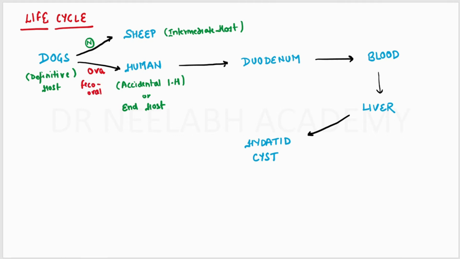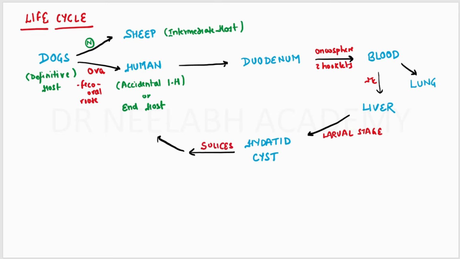So the ova enter from dogs via the fecal-oral route into humans. In the duodenum, the oncosphere with hooklets is released into the blood. From the blood, it may also reach the lungs, but most commonly it enters the liver. In the liver, the larval stage develops into the hydatid cyst. Here, the scolex develops. Normally, the scolex in dogs develops into an adult tapeworm, but in humans, they can only form new hydatid cysts.